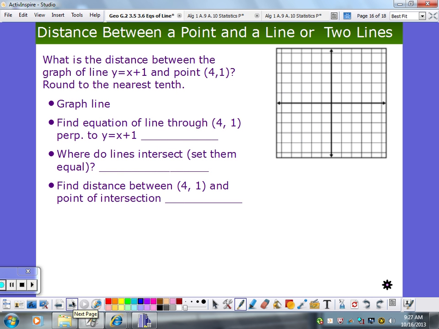Okay. Let's try this one. What's the distance between the graph of the line y equals x plus 1 and the point (0, 4)? Round to the nearest tenth. So this is problem B on page 3. So first let's graph this line. It's a pretty easy line to graph. y equals x plus 1. What's my y-intercept? And then what's my slope? 1. Up 1 and over 1, right? So I'm going to graph the line. You should too.